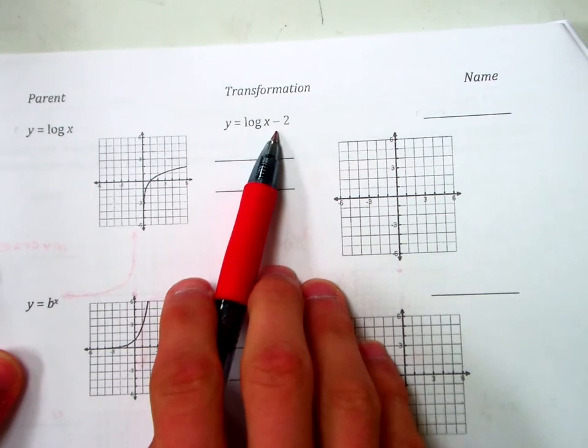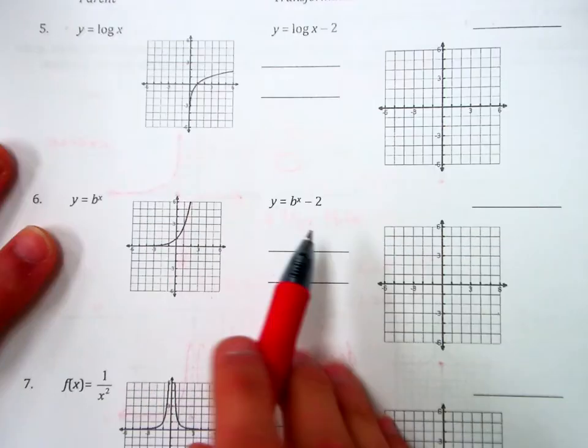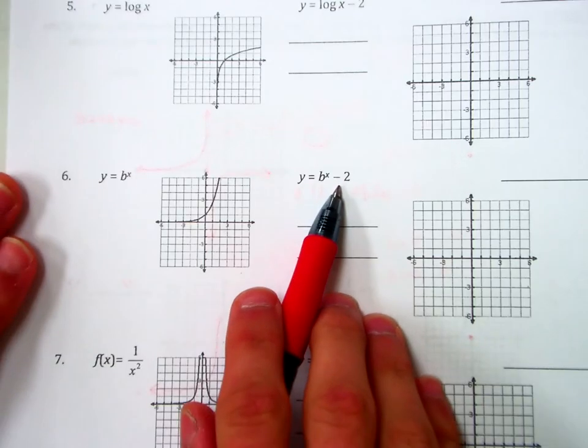That's a k. Notice it's not in parentheses with the x, so that's going to move it down 2. That's another k. Notice it's not paired with the x. You don't necessarily need parentheses.